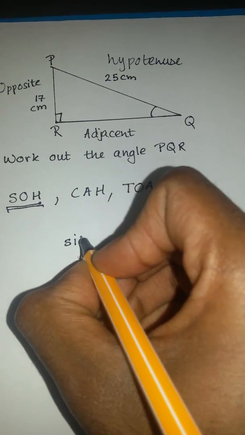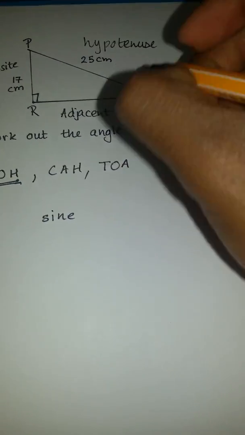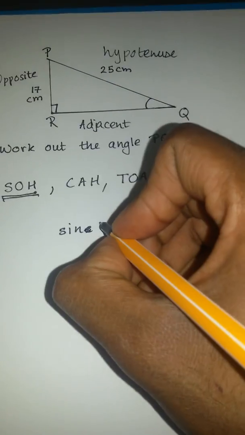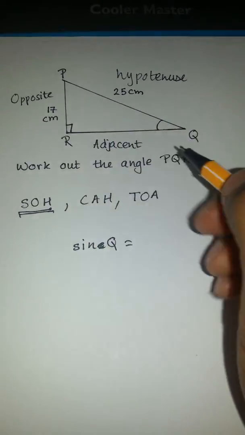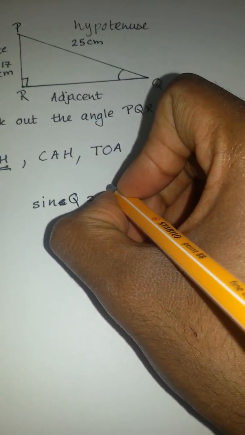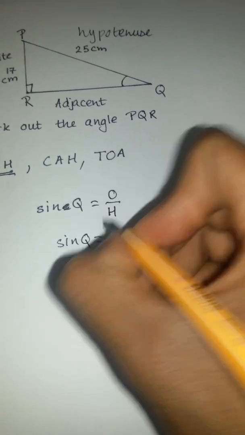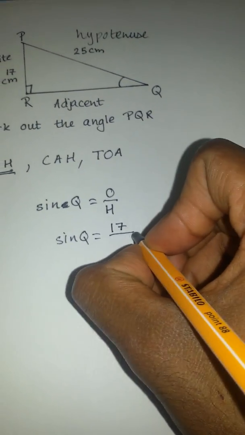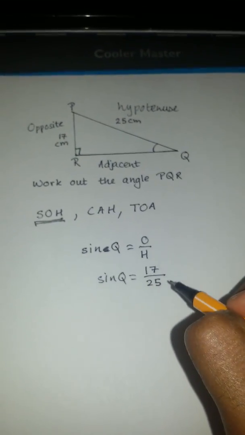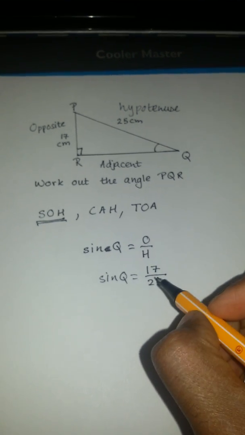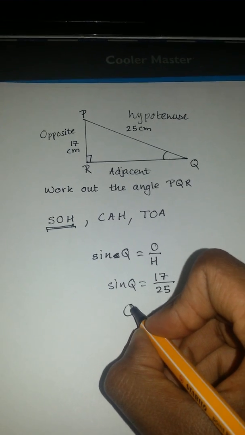So I'm going to say sine, I'm going to call this Q, so sine Q is equal to opposite divided by the hypotenuse, and then that's sine Q is equal to 17 divided by 25. Right, now if I was finding out the length of a side, I would use sine, but because I'm finding the size of an angle, I need to use the inverse of sine.